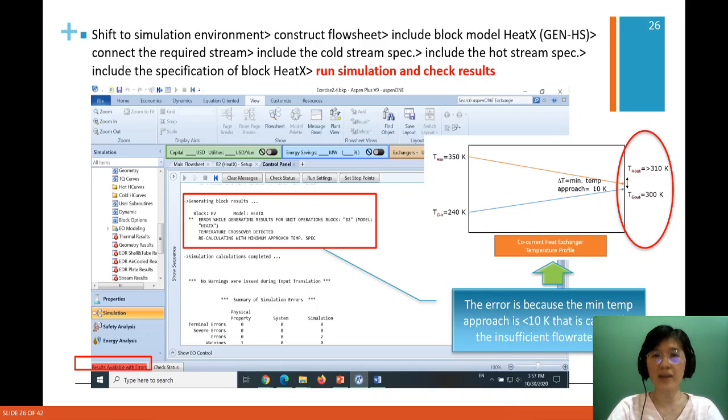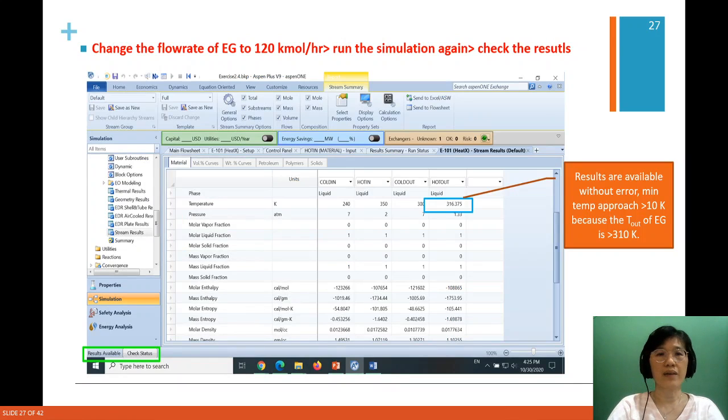Okay. What should we do to get rid of the error? As I mentioned earlier, we cannot adjust the cold stream, but we can adjust the specification for the hot stream. So in this case, we can adjust the flow rate of the hot stream in order to ensure the minimum temperature approach, right? Now let's change the ethylene glycol flow rate, which is the hot stream flow rate, from, I think earlier we said 95 kilomole per hour. Now you set it to 120 kilomole per hour and run the simulation again.